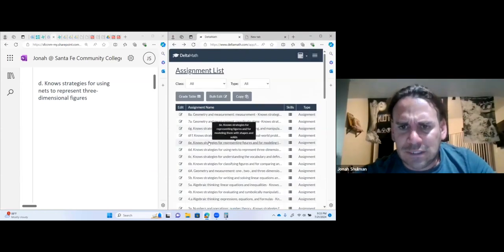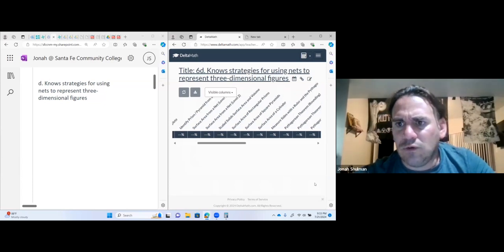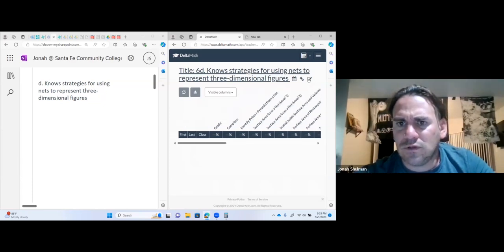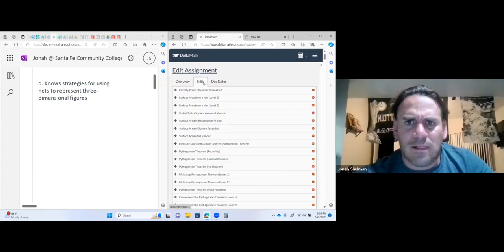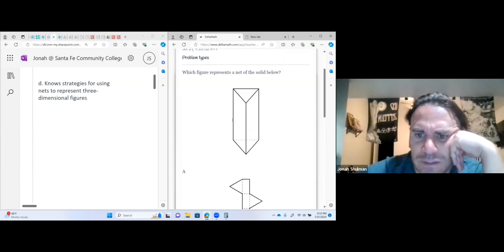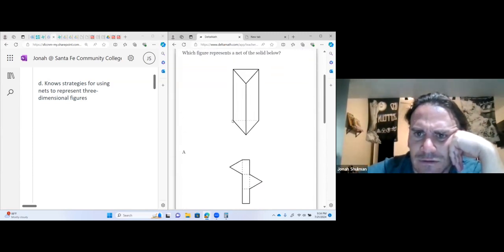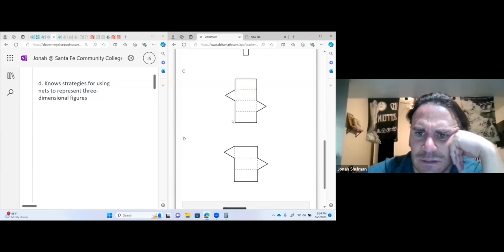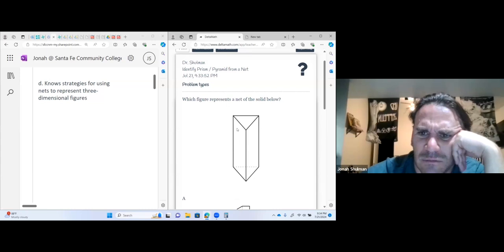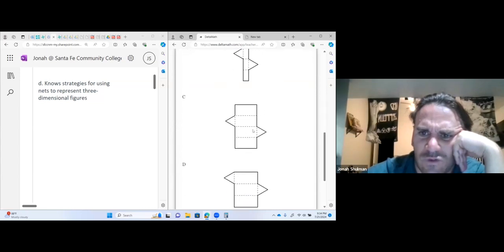And we are in 6D. Knowing these strategies. See, look, it's short. So we're going to go in for it. So let's identify a prism. We got to do 3 of them. If we're ripping this up, it's got rectangles and we need a top and a bottom. I like C the best, but there's only 3 rectangles. These have 4.